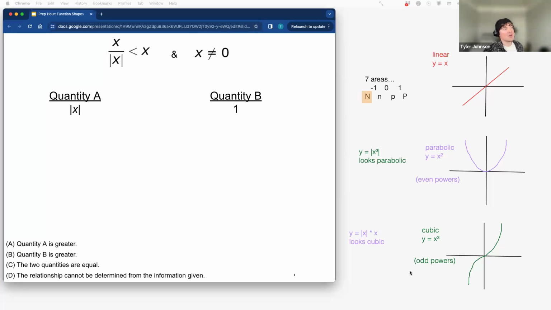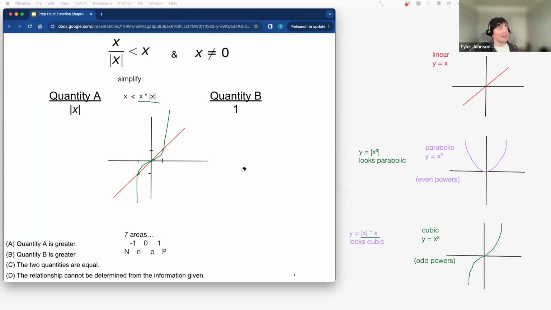So first thing I'm going to do here is take that upfront info where we have x over the absolute value of x is less than x. I'm going to multiply each side by the absolute value of x. So now I see I've got that x times absolute value of x, that cubic shape, has to be bigger than the linear x. So graphically, something like this.